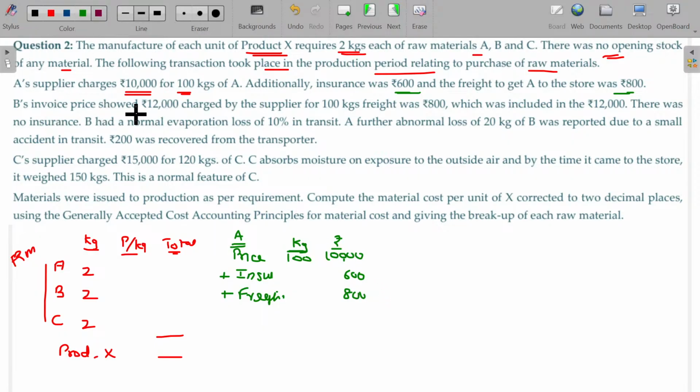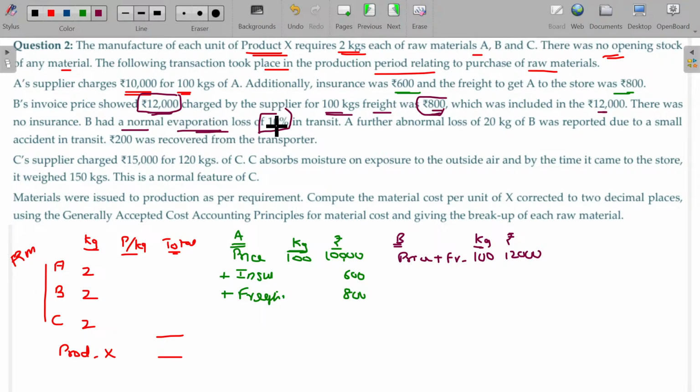And B's invoice price showed 12,000 charged by the supplier for 100 kgs, with freight of rupees 800 included in the 12,000. In case of B, price with the freight for 100 kgs, the value being 12,000. This 12,000 itself includes this 800 rupees also. There was no insurance. B had a normal evaporation loss of 10% in transit.